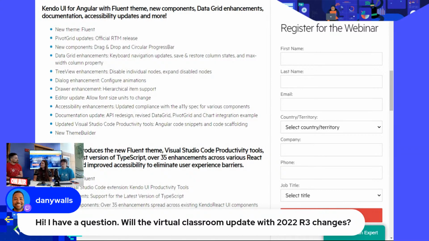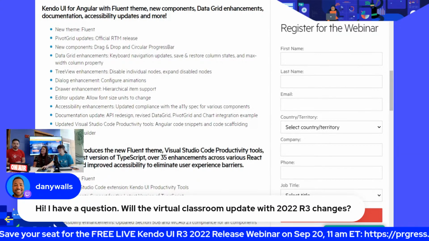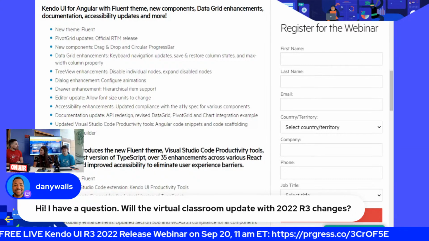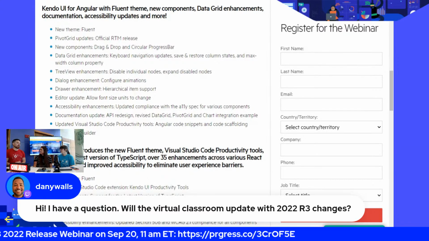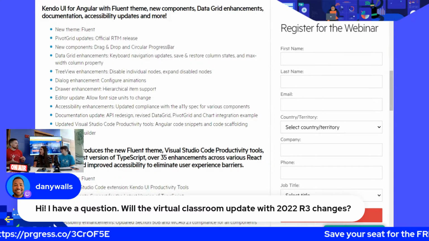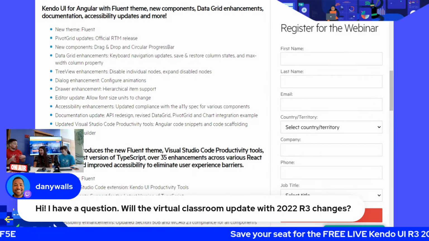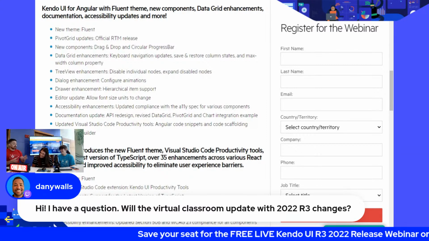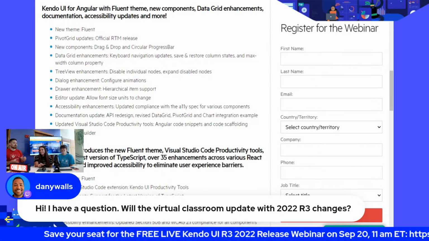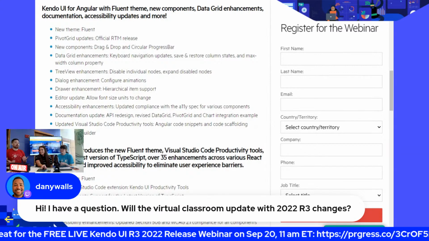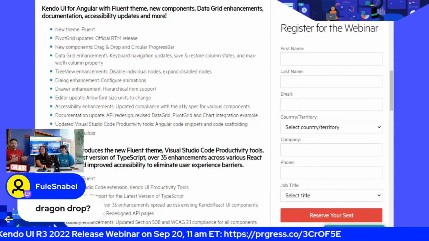So the pivot grid's out of RTM. Yes, it's finally V1 for all of those that need pivoting in their life. Not for your startup idea, but actual data pivoting. And we also have a new drag and drop component. It's a generic drag and drop component that's not tied to our specific Angular components, so you can wire it up to plain HTML elements. You can define elements that are draggable and areas that are droppable. And then of course you can start using that in your other Angular components.